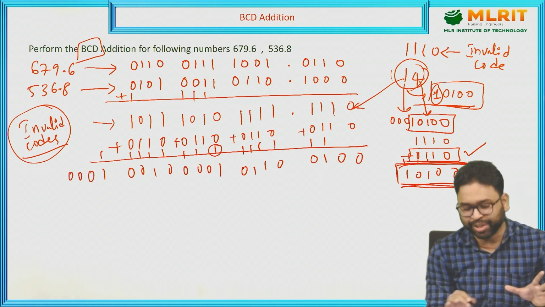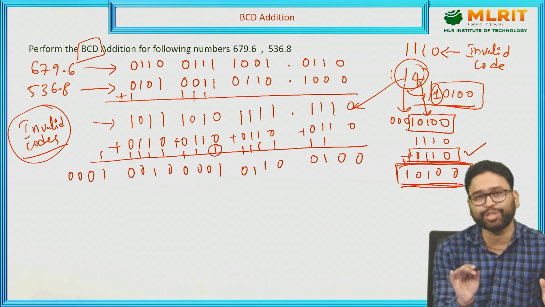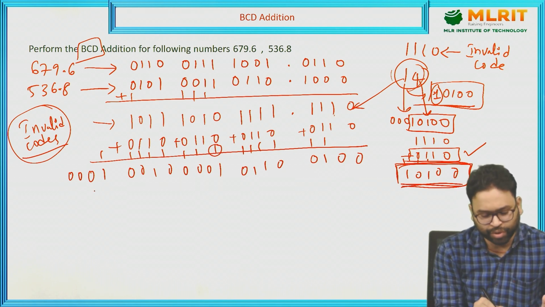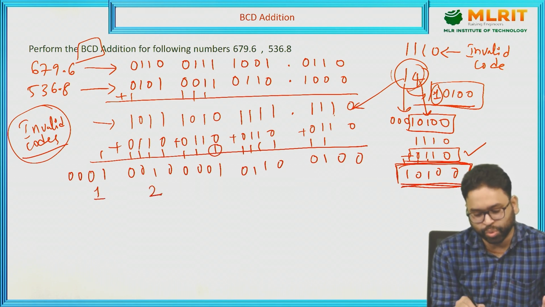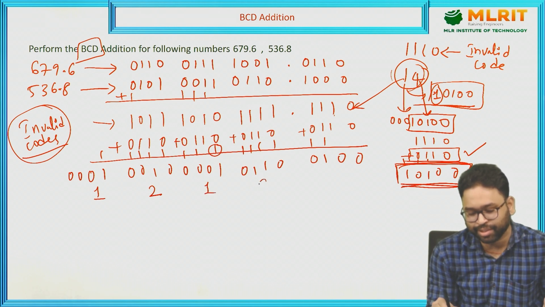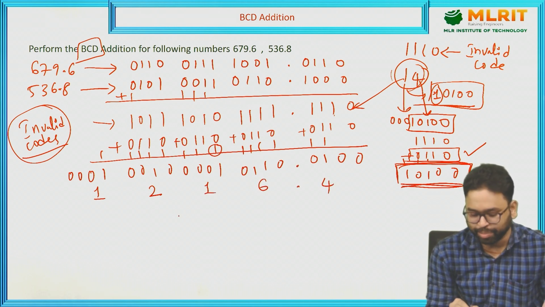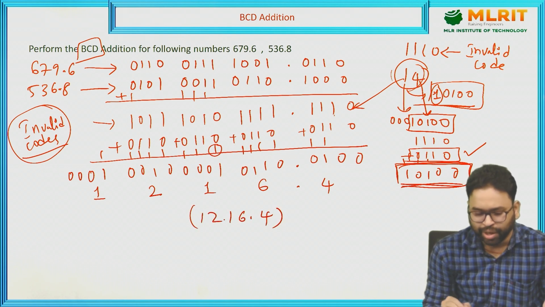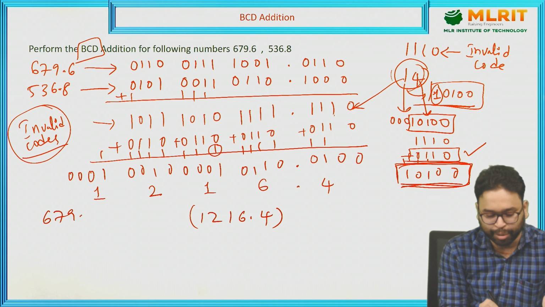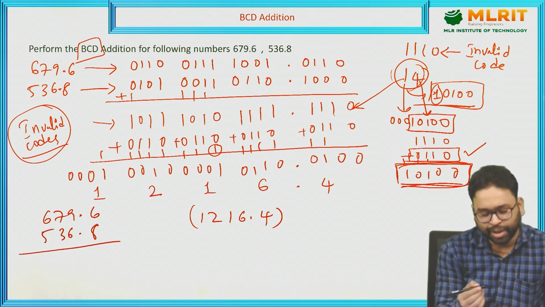Now let's try to represent each and every binary value with respect to its BCD value. Right? 001, it is 1, it is 2, and it is 1, and it is 6, and it is 4. That means my resultant value is 1216.4. Now let's check out 679.6, 536.8. Let's perform the addition.